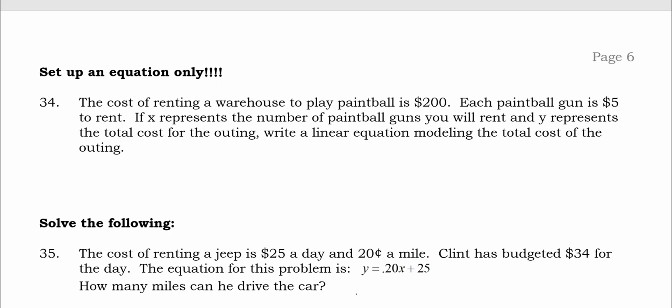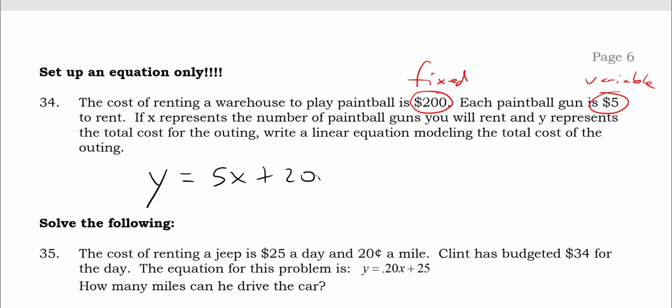So here's the deal. This is a fixed cost. Let me highlight this. This is a fixed cost. This is a variable cost, which means my equation is going to be Y equals, that's the total cost of going out there, $5 for each gun, so 5 times X, because X is the number of paintball guns you're going to rent, plus the $200 to rent it. And that's the answer to this problem. Okay?